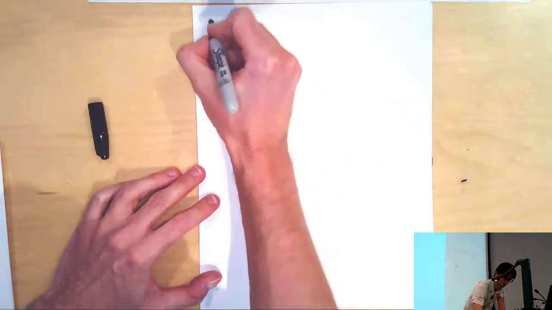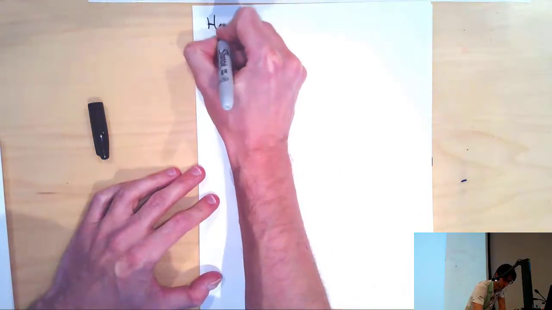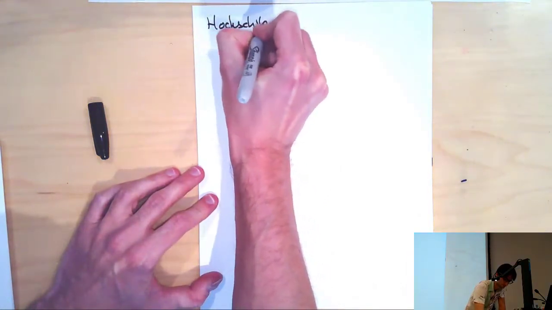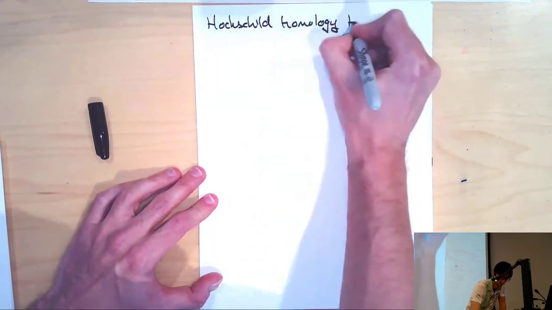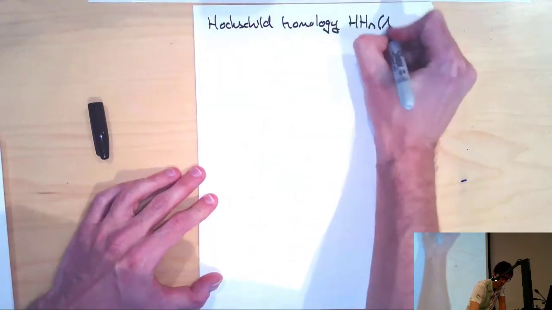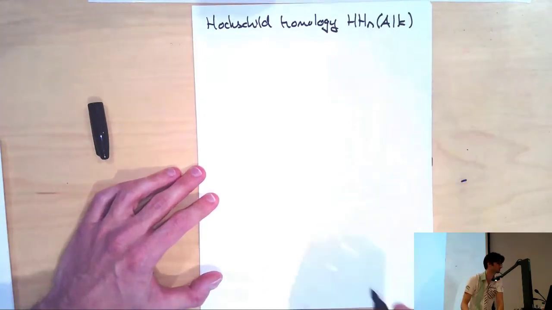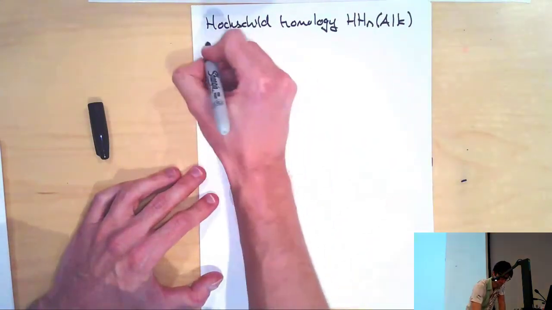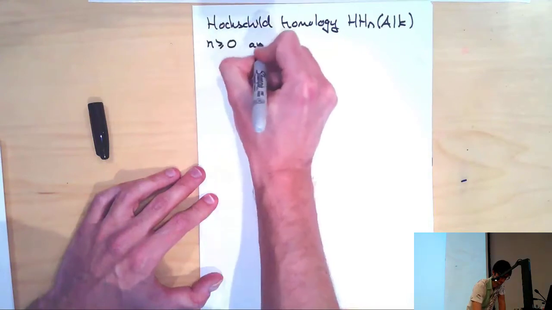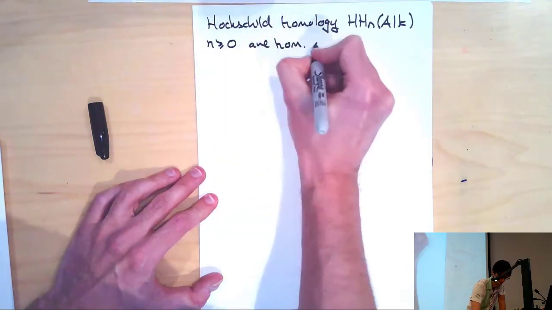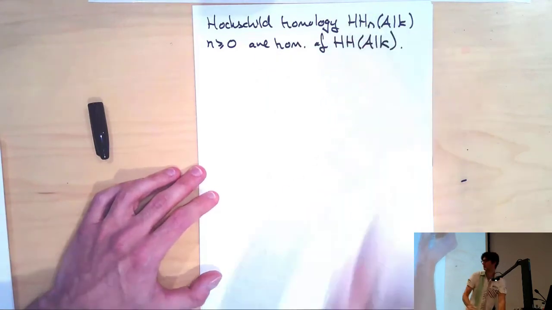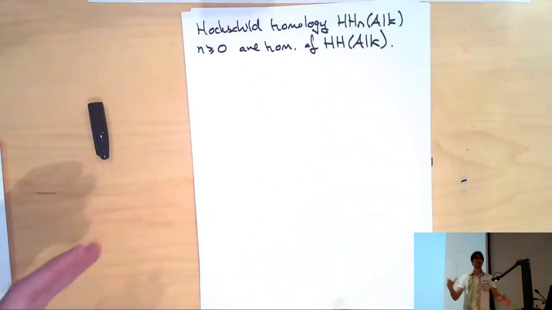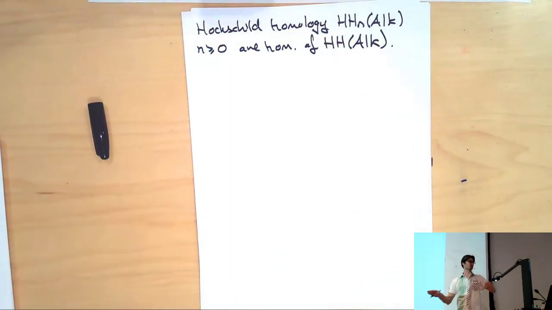And then the Hochschild homology groups HHn of A over K are just by definition the homology of this complex. So I hope that everyone is happy with the definition of this complex, or you're going to be lost from here on in.